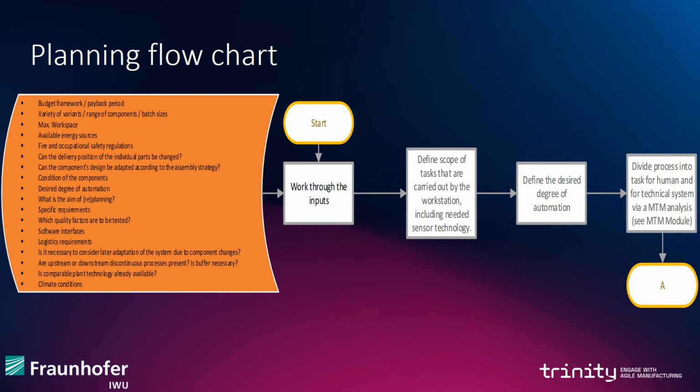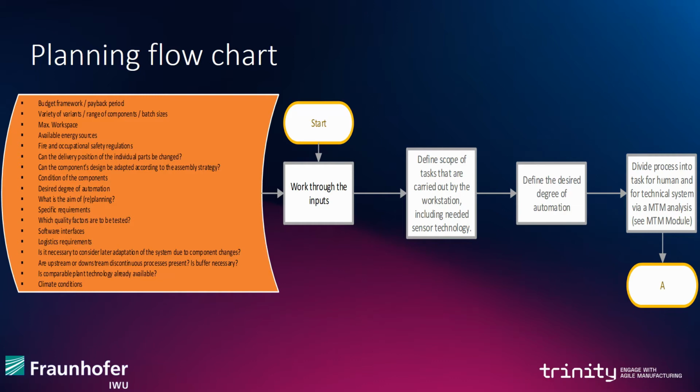The first step is working through the inputs that might act as boundary conditions for the workstation. Having a precise understanding about the existing conditions and restraints for the workstation might make some decisions during the planning process obsolete. To name just a few possible inputs, important factors might be available budget and workspace, logistic requirements, and condition of the components. In the second step, the workstation's tasks need to be defined, since the necessary equipment can directly be derived from the task.